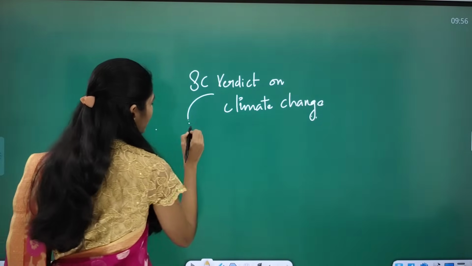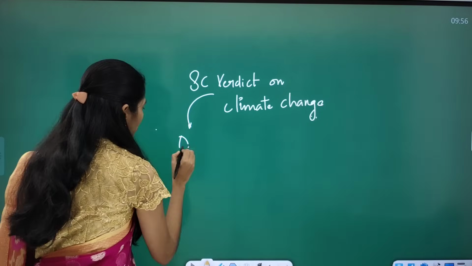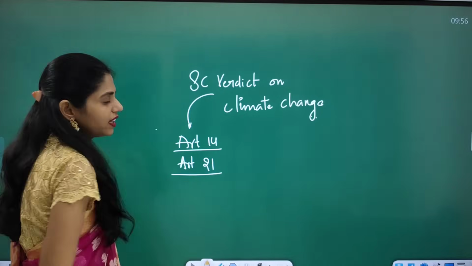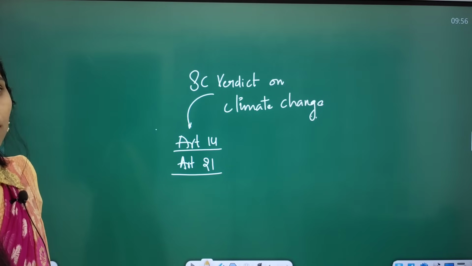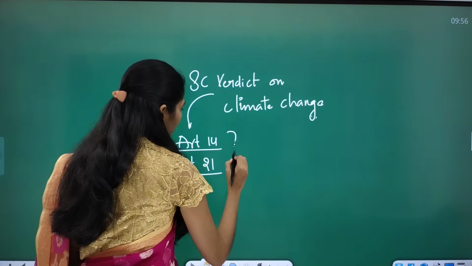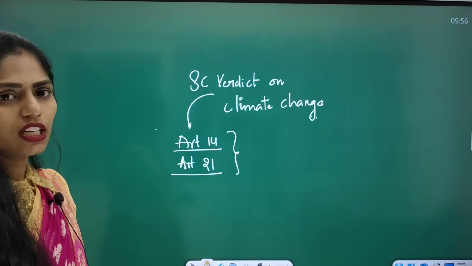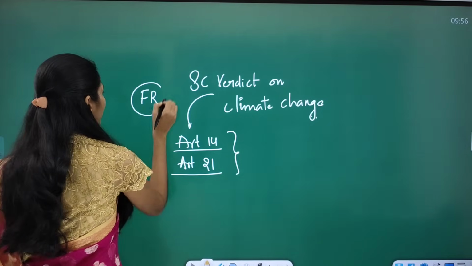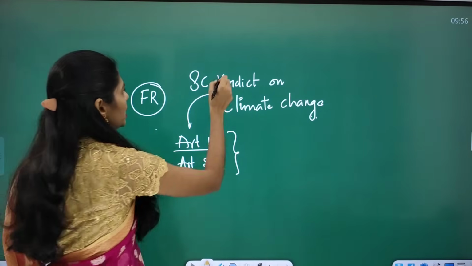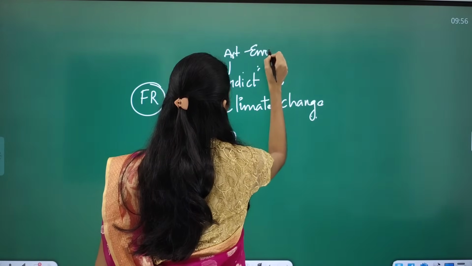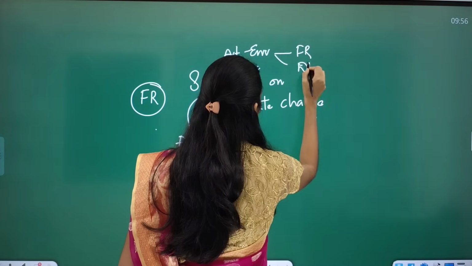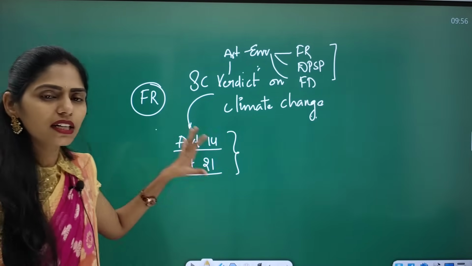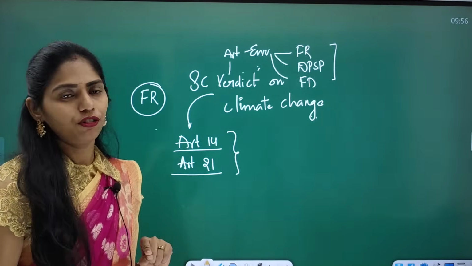In this Supreme Court verdict, it spoke about two articles, Article 14 and Article 21. Article 14 is the right to equality and Article 21 is the right to life and personal liberty. The Supreme Court said that the right against climate change falls under Article 14 and Article 21. So there is a high chance of getting a question regarding fundamental rights, and you also have to see the articles regarding our environment in our fundamental rights, in the DPSP, and in fundamental duties. This is very important, and for sure you can expect a prelims question from it in 2024.